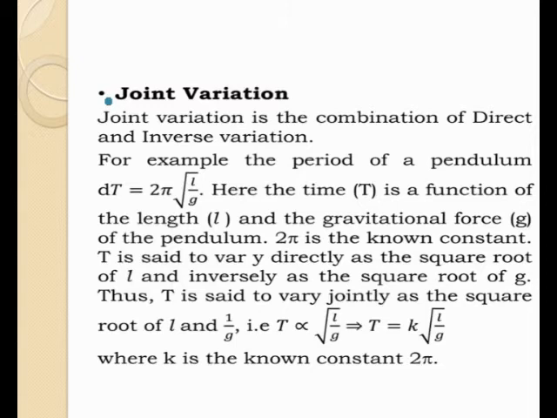So we can easily say that T is directly proportional to the square root of L and inversely proportional to the square root of G, which implies that T is equal to k times the square root of L over G, where k is known as the constant, which is equal to 2 pi. We'll now take an example.